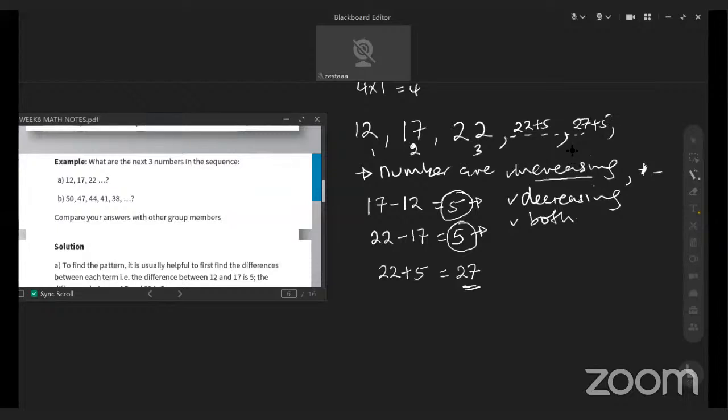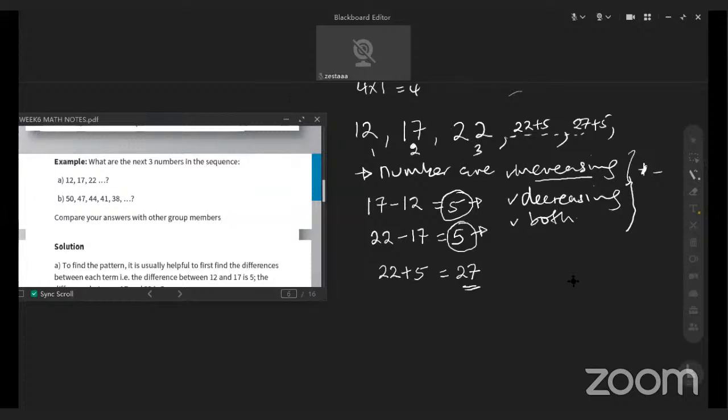Then we continue on and on. So this is the first thing we need to do. We have two things that we do. One, identify whether the number is increasing or decreasing, or both. Sometimes when it is increasing, you are going to add; when it is decreasing, you'll be subtracting. They keep on interchanging as well, so that is what you'll be having as well.